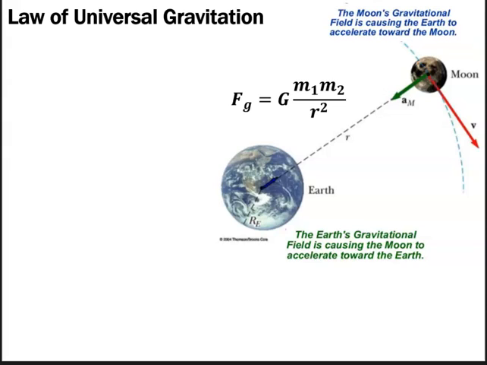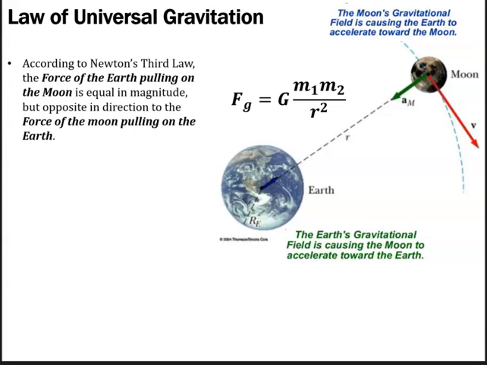The gravitational force between our two objects is subject to Newton's third law. So according to Newton's third law, the force of the Earth pulling on the moon is equal in magnitude but opposite in direction to the force of the moon pulling on the Earth. So the Earth and moon are pulling on each other with exactly the same force, it's just in the opposite direction.